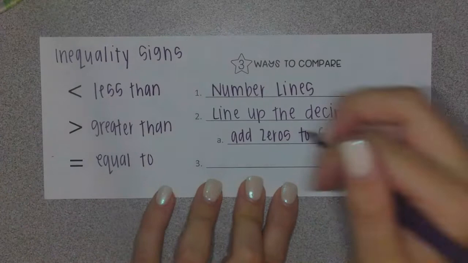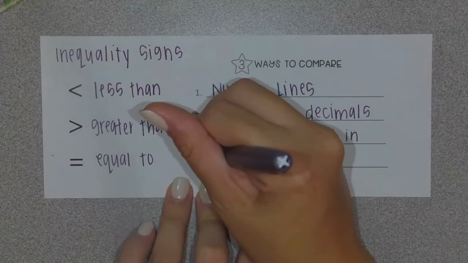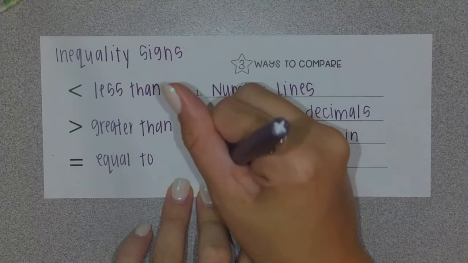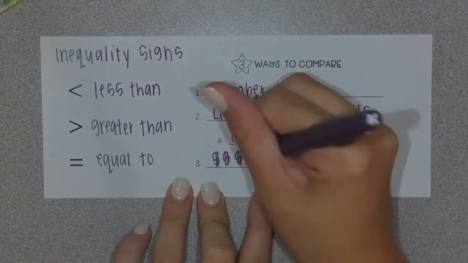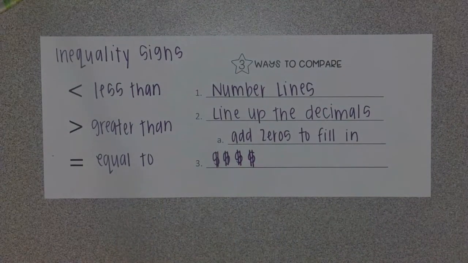And then our last strategy, one of my favorite ways to think, is you think of it like money. We all love cash money. And money is an easy way for our brain to think. Most of us have a really good time understanding what's a greater amount of money and what's a lesser amount of money. So let's do some examples with those 3 strategies.